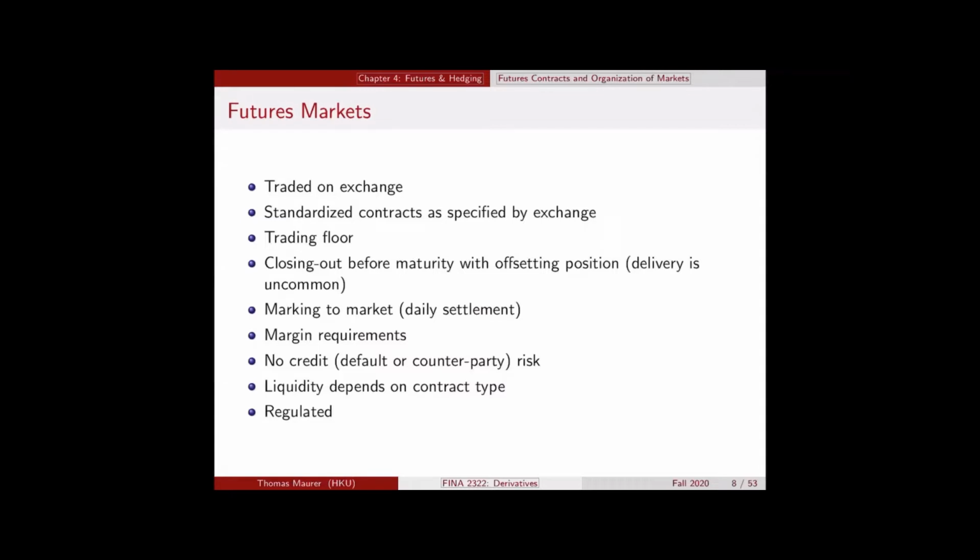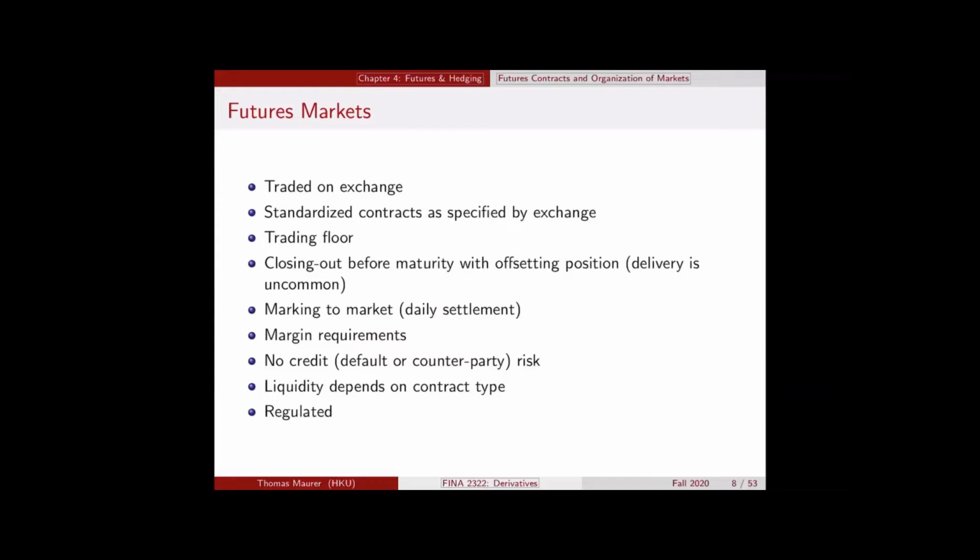Closing out before maturity is quite common. That means that if you have a long position and you hold that futures, then many times traders will not wait until the maturity date, but they will enter another offsetting short position before the maturity. And then the exchange sees that this one trader has both a long and a short position. And then the exchange says, well, this particular trader can basically have himself as a counterparty. And therefore, what they will do is they just cancel out both long and short positions.